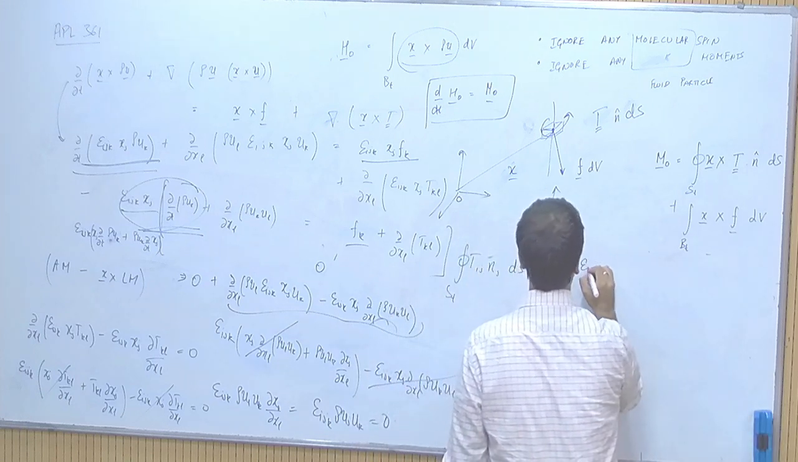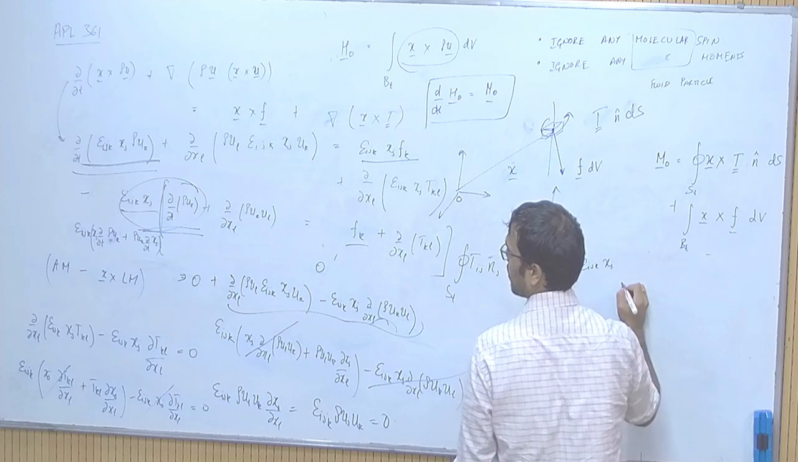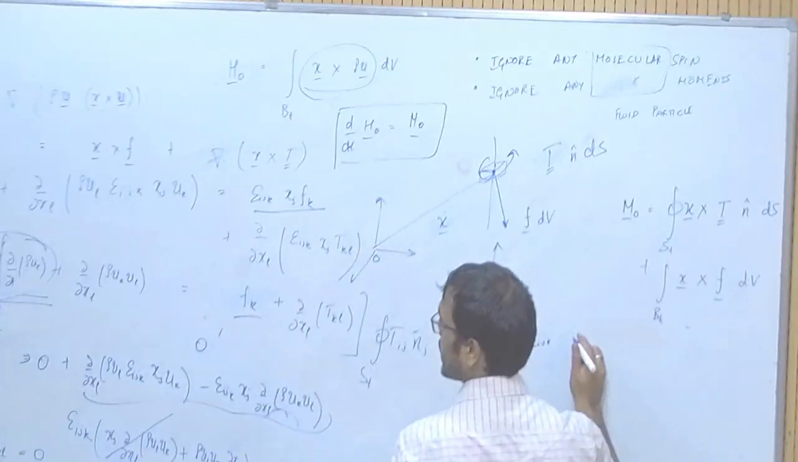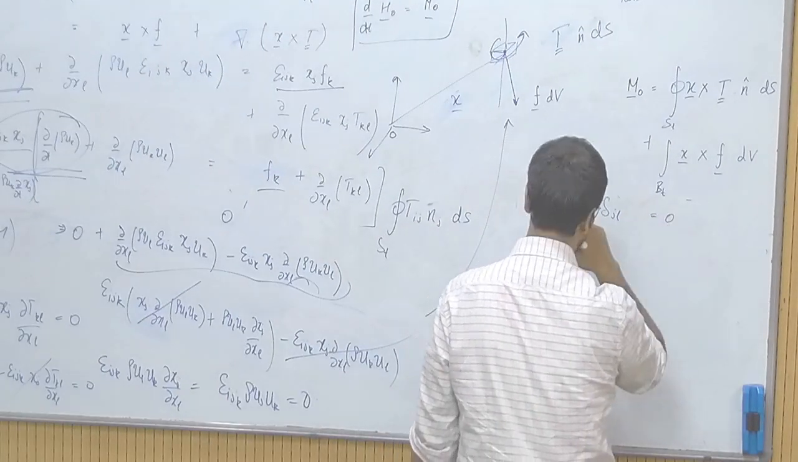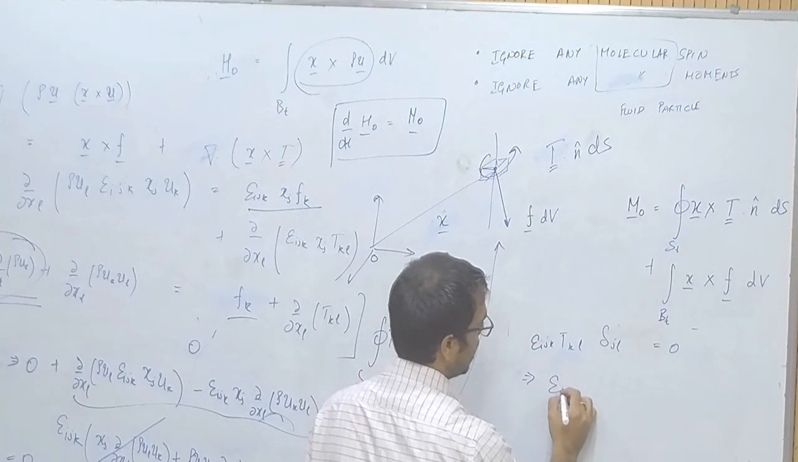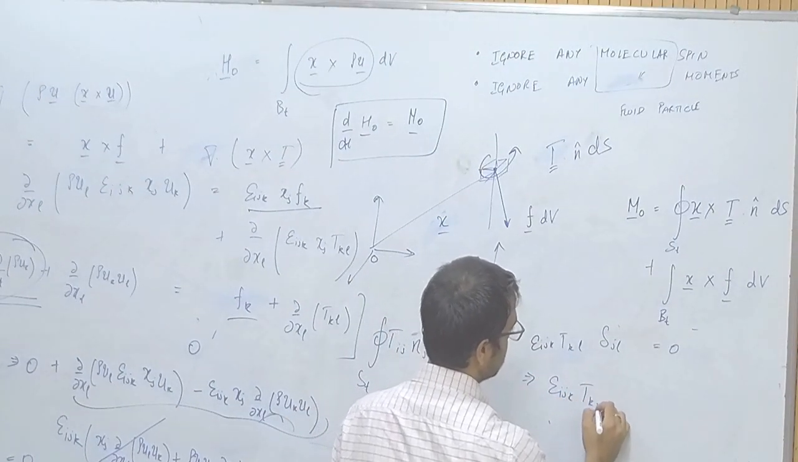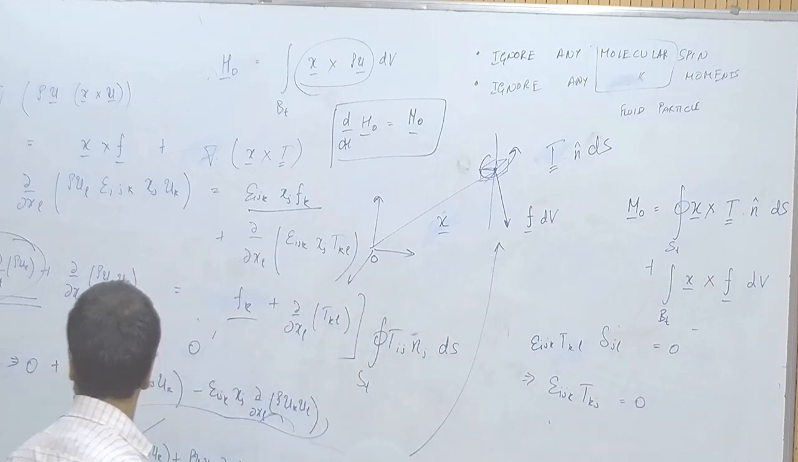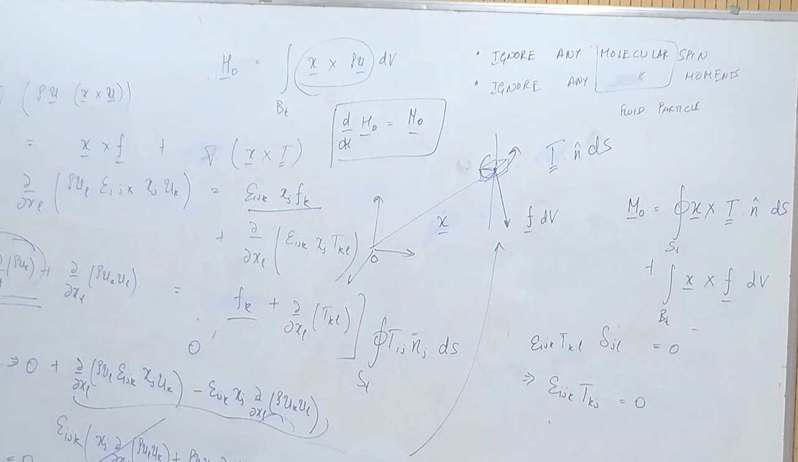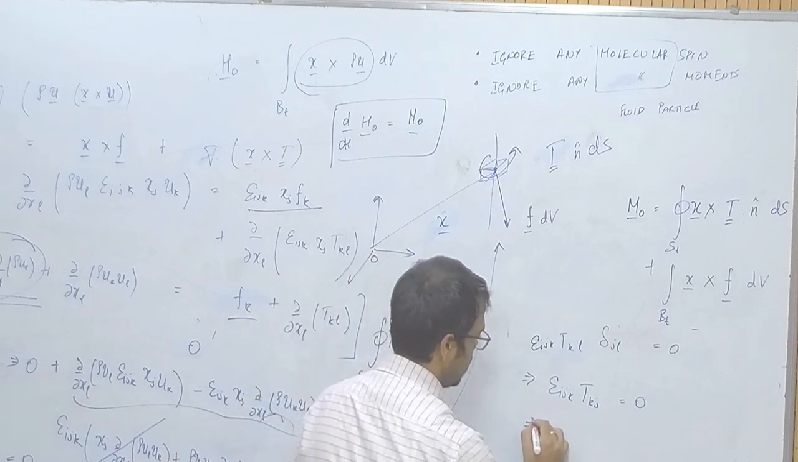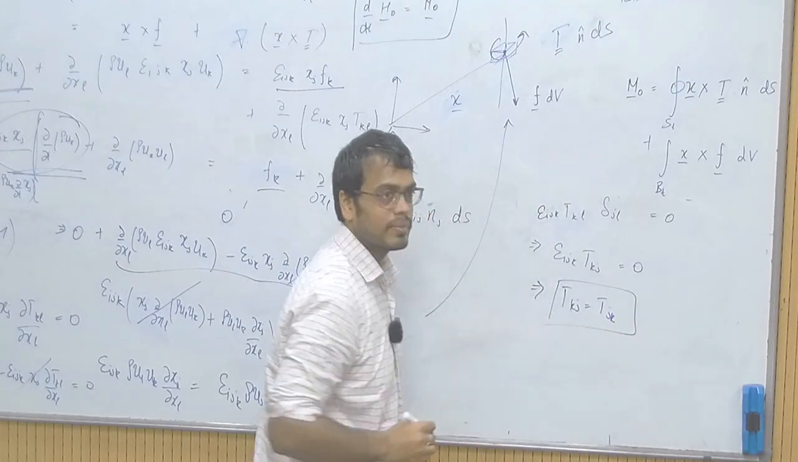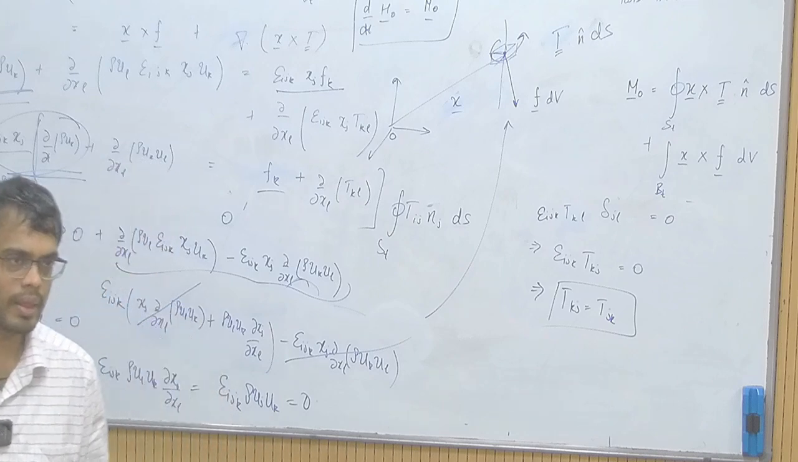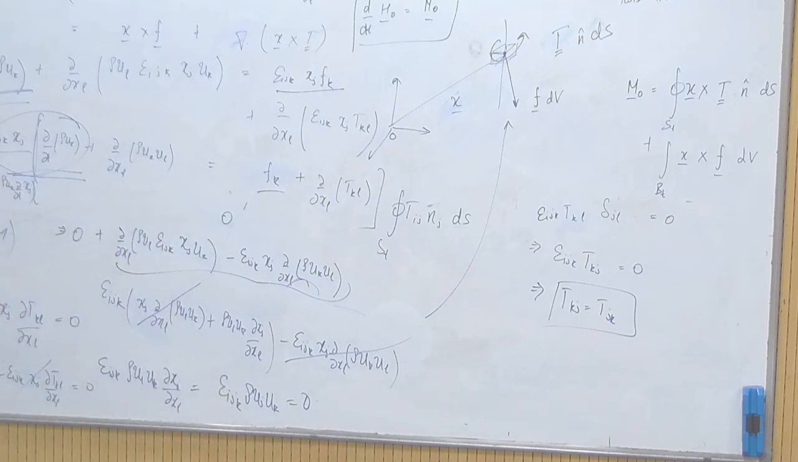So we get epsilon_ijk x_j, or rather epsilon_ijk t_kl delta_jl equals 0, which means epsilon_ijk t_kj is 0, which means what? This means t_kj equals t_jk, which means T is a symmetric tensor.